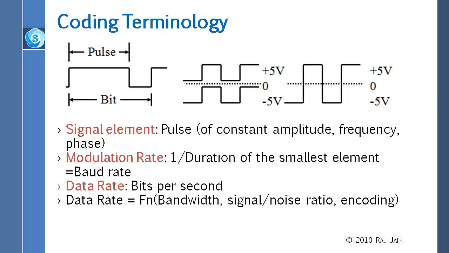So you need a binary signal. That coding will determine what the bit rate is. There are codings in which 1 bit consists of many elements, and there are codings in which 1 element consists of many bits.